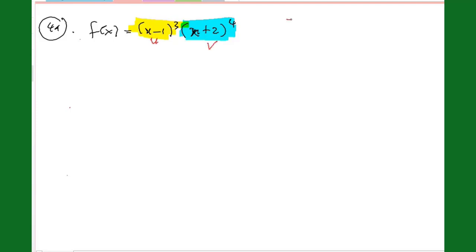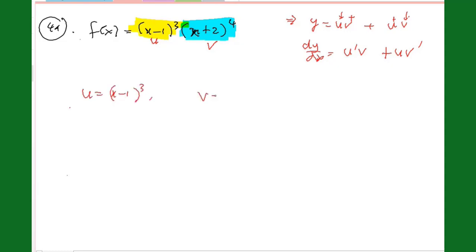So since it is times, the pattern is y equals uv. Differentiate, we get u prime v plus u v prime. It doesn't matter if you memorise it as u v prime plus u prime v. As long as one is differentiated and the other stays, then the other way round. So now we take u as (x minus 1) cubed and v as (x plus 2) to the power 4.